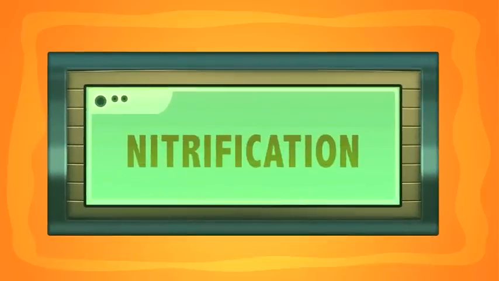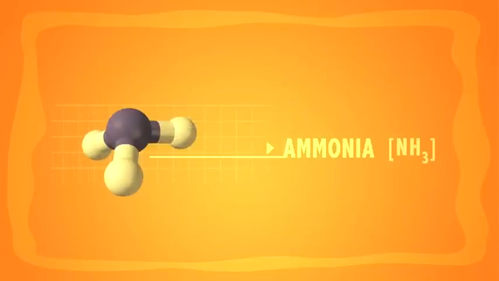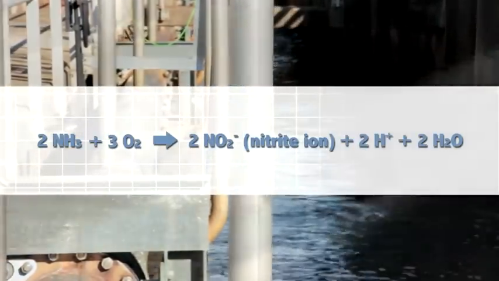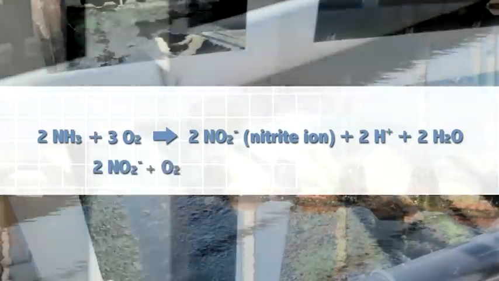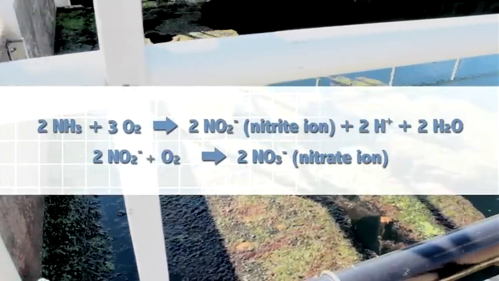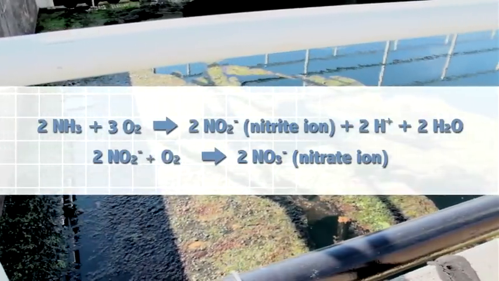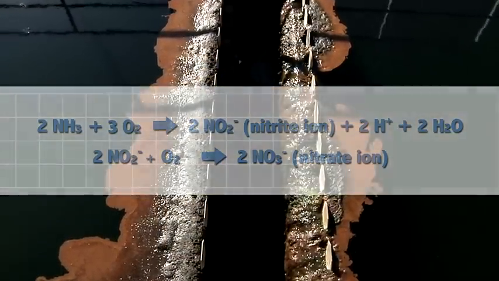This process occurs in two stages, nitrification and denitrification. One of the most common nitrogen-containing compounds in wastewater is ammonia. See the bubbles in these nitrification tanks? That's the oxygen that is added to help the nitrifying bacteria convert ammonia into nitrite ions. Then, the bacteria use some more oxygen to convert the nitrite ions into nitrate ions. Next, denitrifying bacteria convert the nitrate ions into nitrogen.